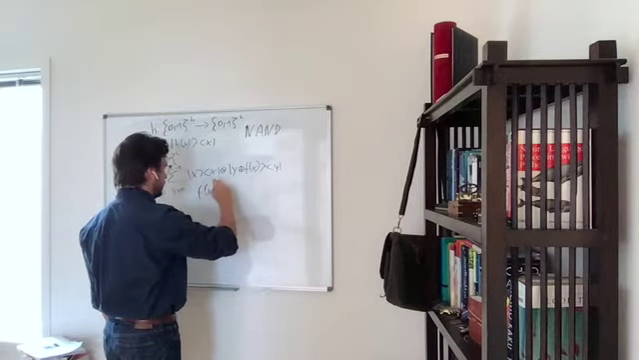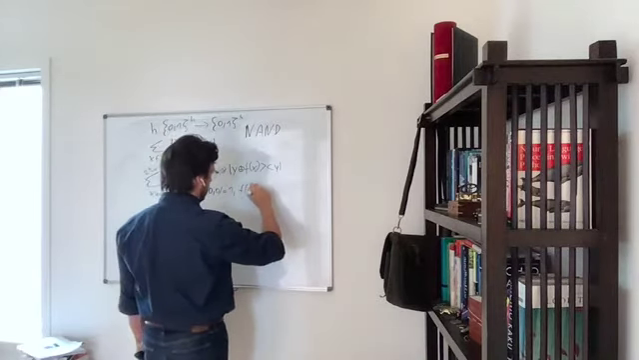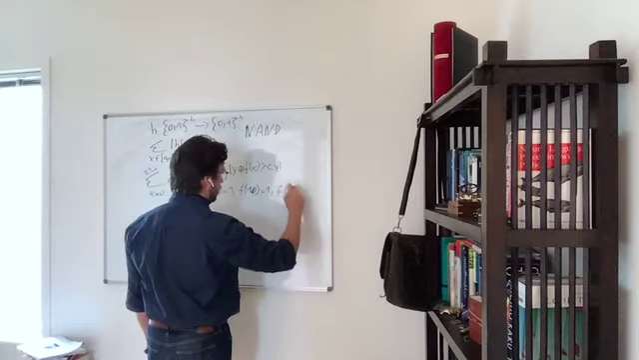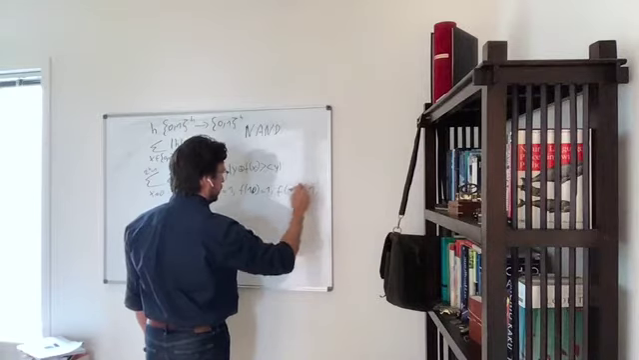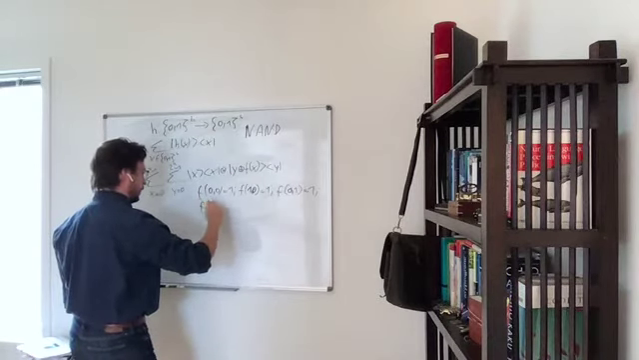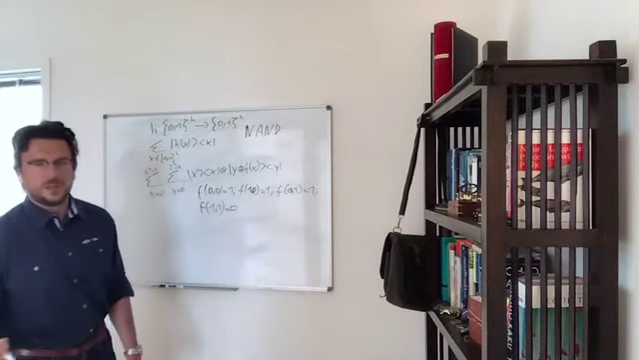So for 0, 0, it produces 1. For 1, 0, it produces 1. For 0, 1, it produces 1. And for 1, 1, it produces 0.